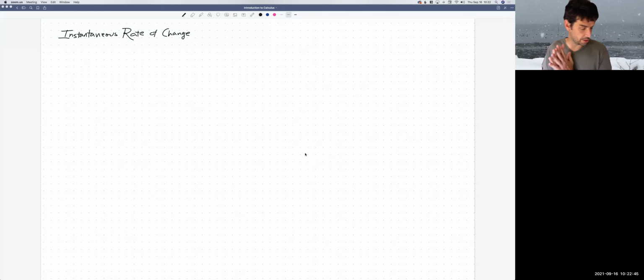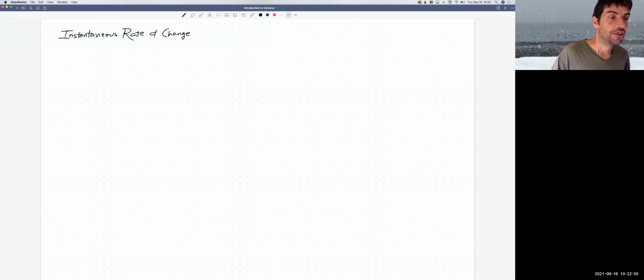So we are going to start our conversation about calculus by investigating the concept of instantaneous rate of change, right? This should be a bit of a nonsense idea if we remember what a rate of change is. So let's start there. What do we mean by a rate of change?